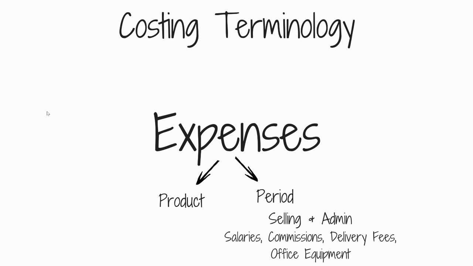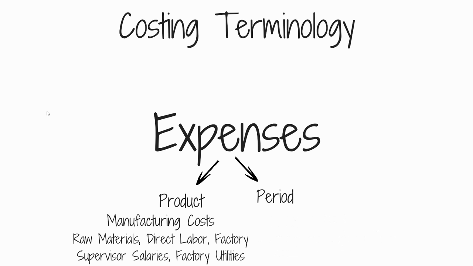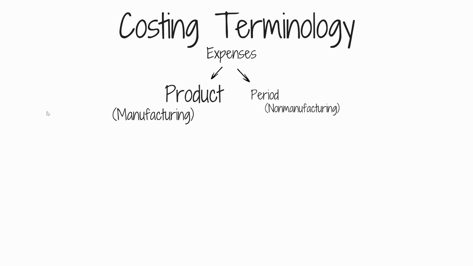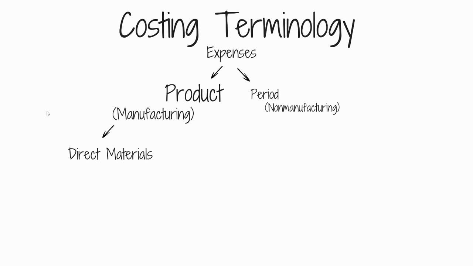Period costs are typically called selling and administrative expenses, and they would include items like salaries, commissions, delivery fees, and office equipment. Product costs are the manufacturing costs of a product. This includes things like raw materials, direct labor, factory supervisor salaries, and factory utilities. Let's take more of a look at the product costs.